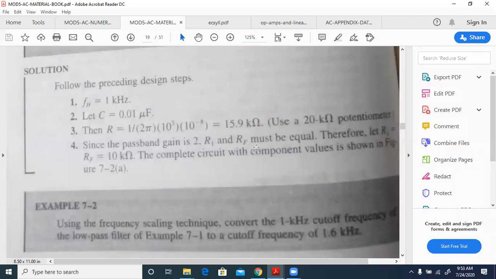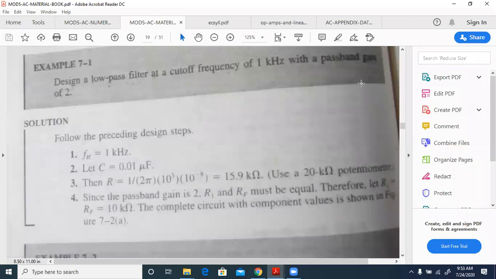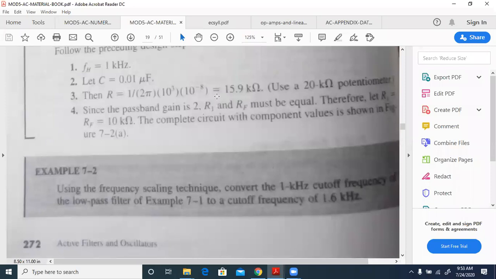Having done that, then AF is equal to 1 plus RF by R1. So in this problem, he has told the passband gain as 2. So 2 is equal to 1 plus RF by R1 will give RF by R1 is equal to 1. So RF will be equal to R1. So therefore, we can just choose the value of R1 equal to RF equal to 10 kilo ohm. Okay, RF is equal to R1 is equal to 10 kilo ohm.